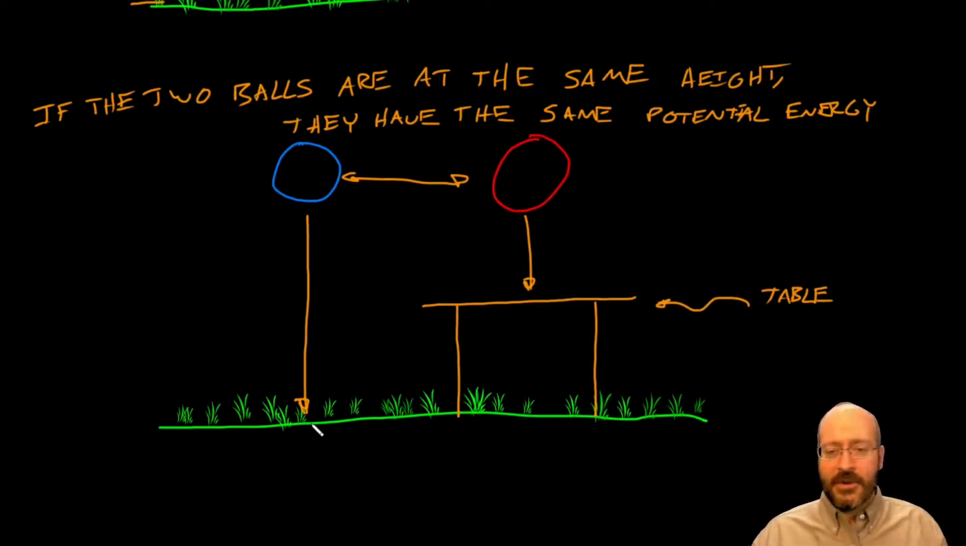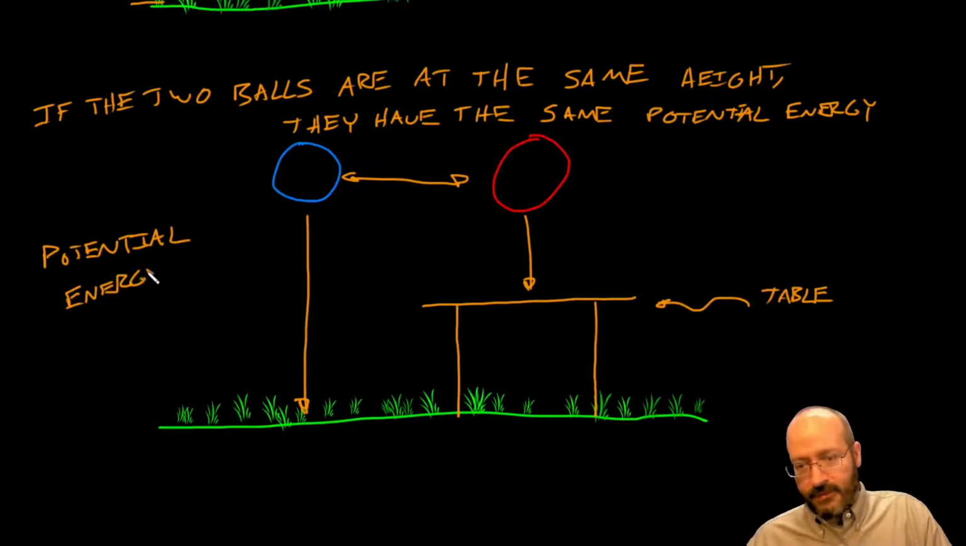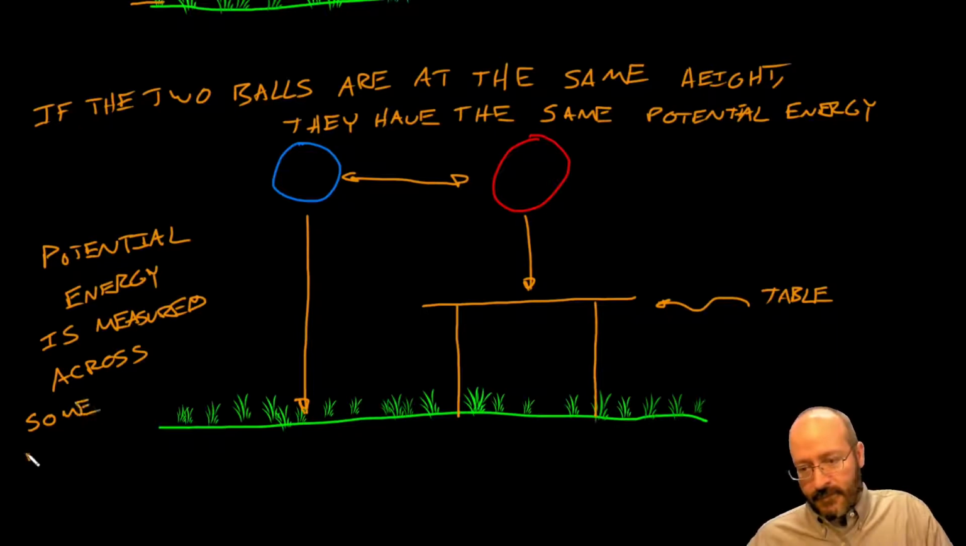So we measure the potential energy, in the case of circuits we're going to say it's a voltage, but it is a potential energy as well, across some distance, or between 2 points in a system. This is important: measured across some distance.